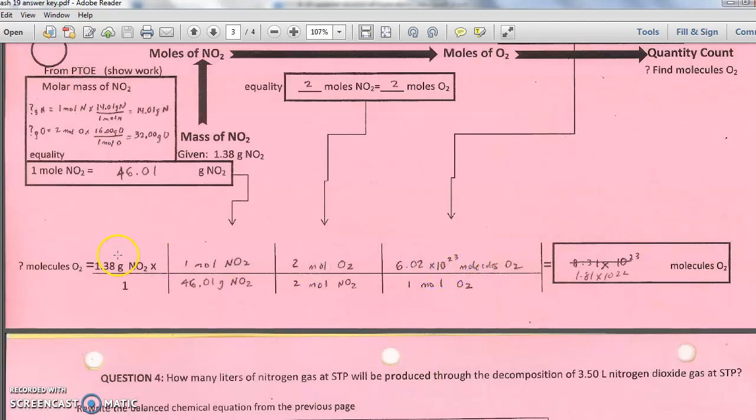The molecules need to be on top because that's the unit we're trying to find. Molecules of O2 on top. Moles of O2 will cancel with moles of O2, leaving us with the unit we want. If we fire that into our calculator, I think it comes out to 1.81 times 10 to the 22nd molecules.